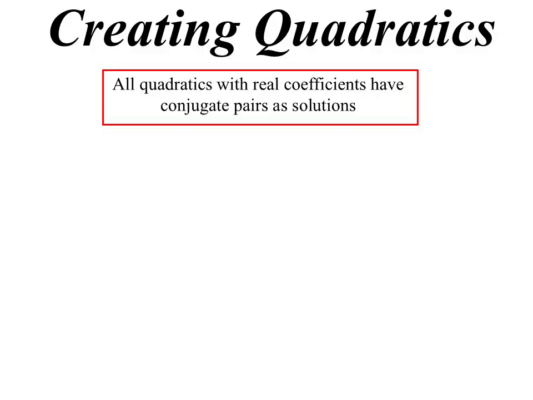So let's create quadratics. Here's an interesting fact. Every quadratic where the coefficients are real, the solutions will be conjugates. And that's because of the quadratic formula. Remember, it's plus or minus the square root. You're always going to get conjugates. In fact, it's true for all polynomials, not just quadratics. In all polynomials, they'll appear in conjugate pairs.